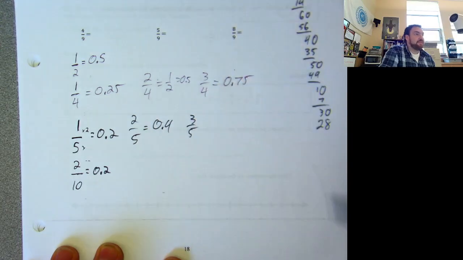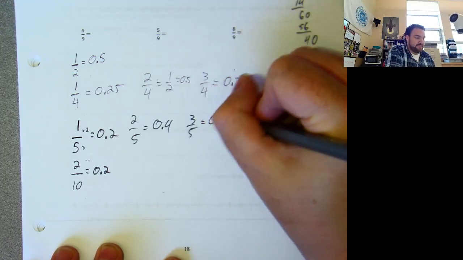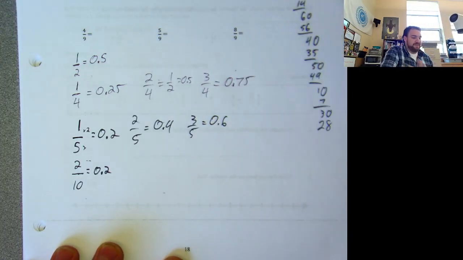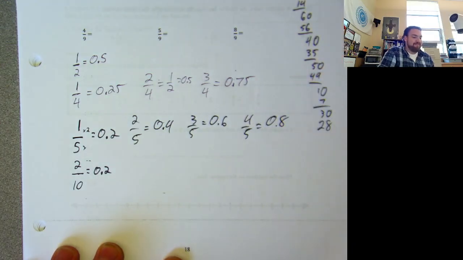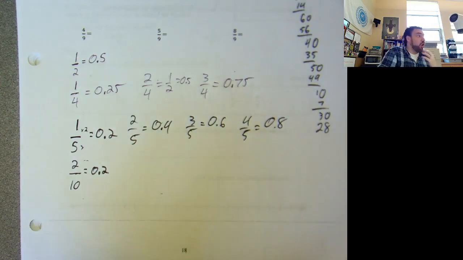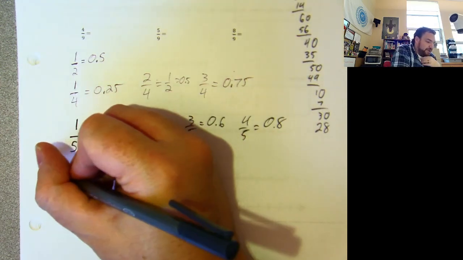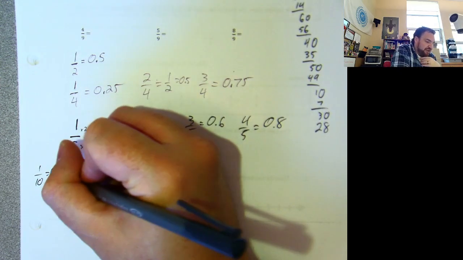3/5 is going to be 0.6. 4/5 is 0.8. Not a hard one to lock in, which relates us to the tenths, also easy to lock in.